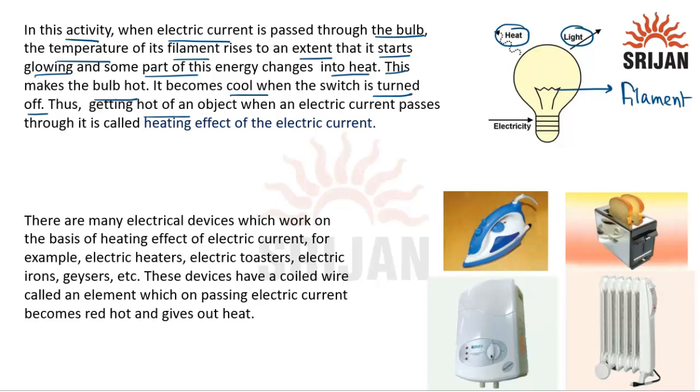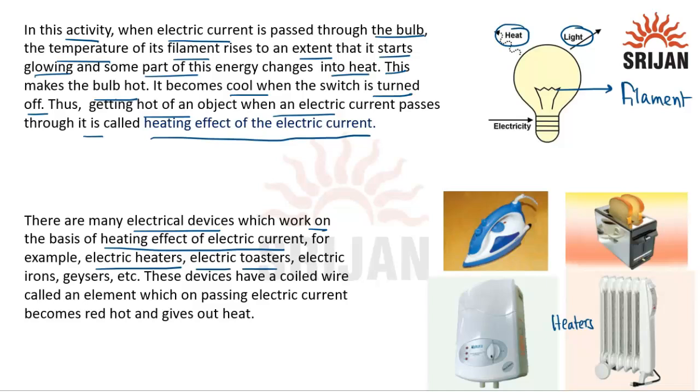Thus getting hot of an object when an electric current passes through it is called heating effect of the electric current. Now there are many electrical devices which work on the basis of heating effect of electric current. For example, electric heaters. So if we see the electric heaters or the room heaters that we use in winter, electricity is passed through it, the coil becomes hot and it increases the temperature of the room.